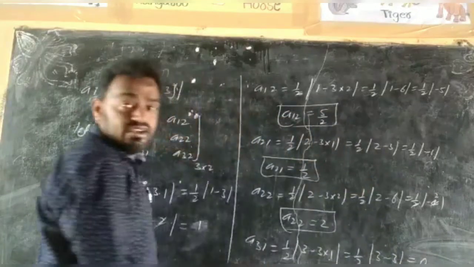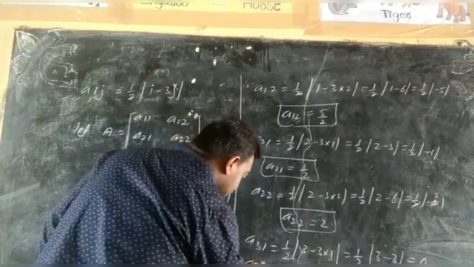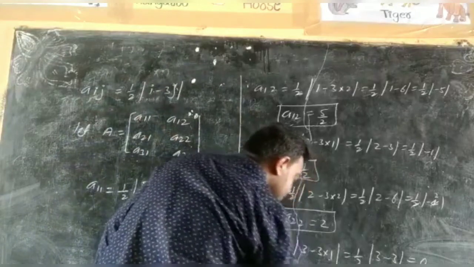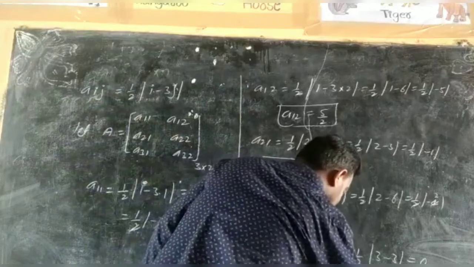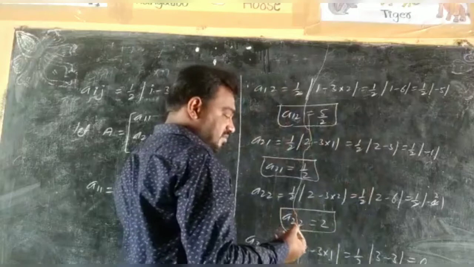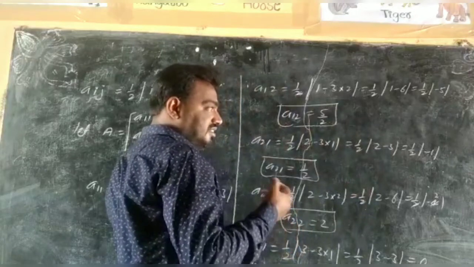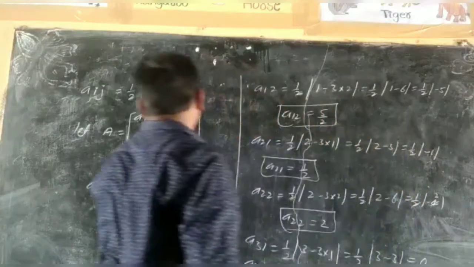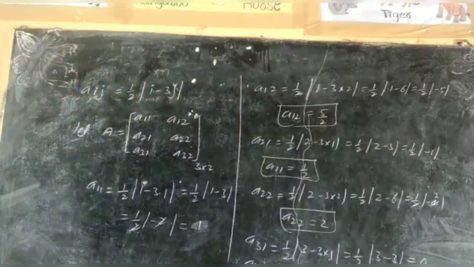Next, similarly, you find A32. 1 by 2 into modulus of 3 minus 3 into 2. So this is equal to 1 by 2 into modulus of 3 minus 6. 3 minus 6 is equal to minus 3. Modulus of minus 3 is 3. 3 into 1 by 2 is equal to 3 by 2. Therefore, the matrix.